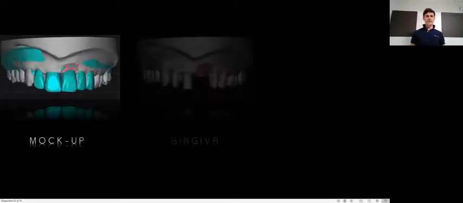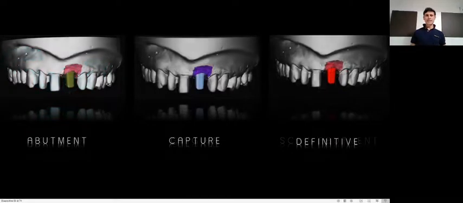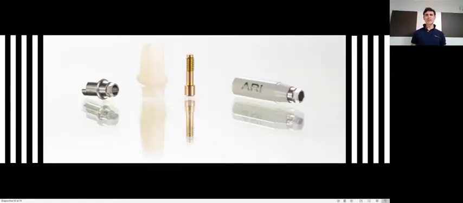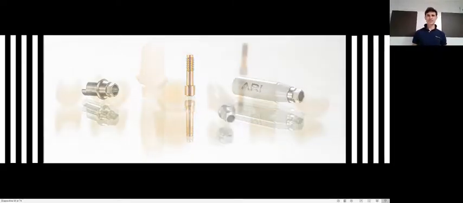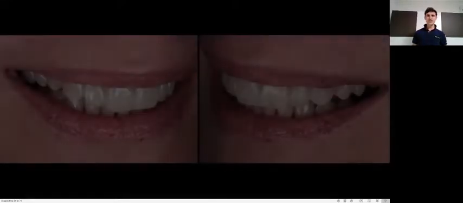This is the sequence phases of the mock-up and the procedure related to the dental technician phases, and we used obviously titanium-based zirconia abutment with the connection titanium versus titanium of the abutment to the fixture. And these are the all ceramic restoration for the adjacent teeth.